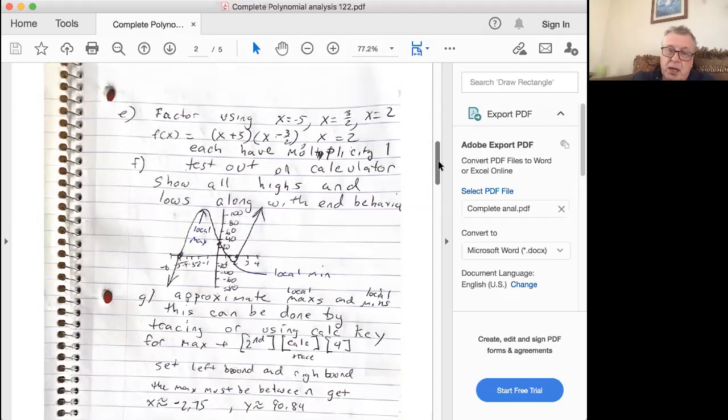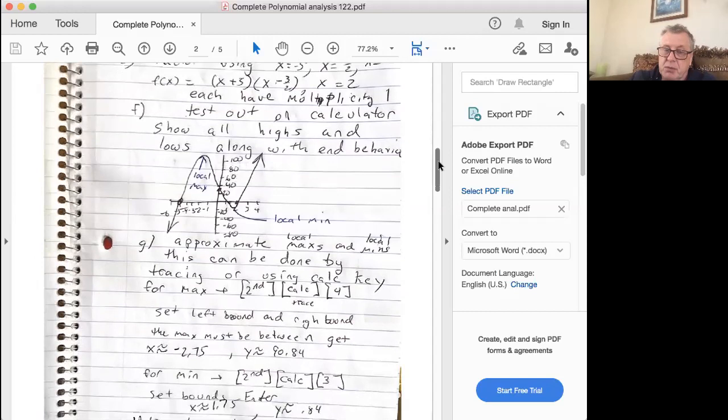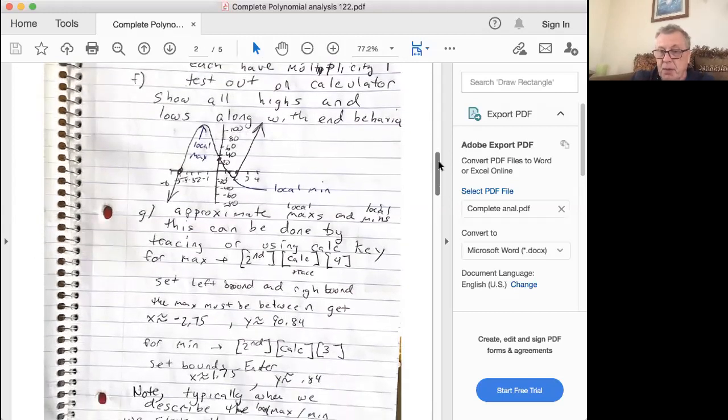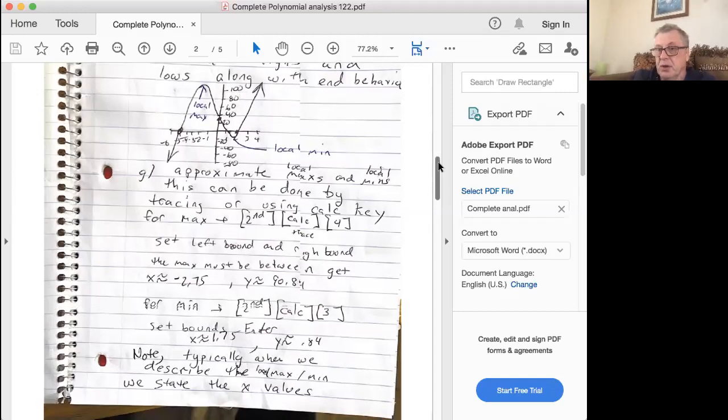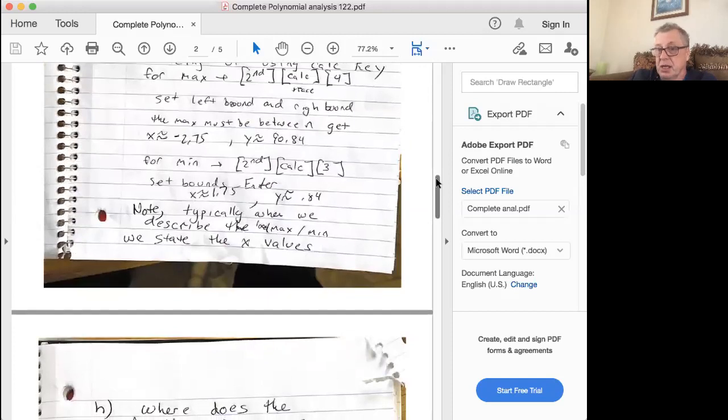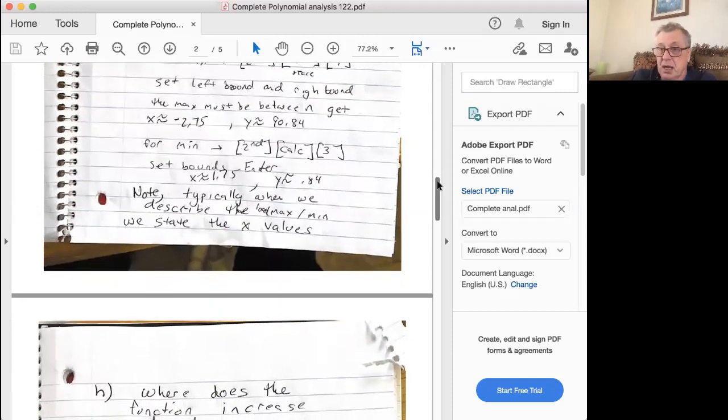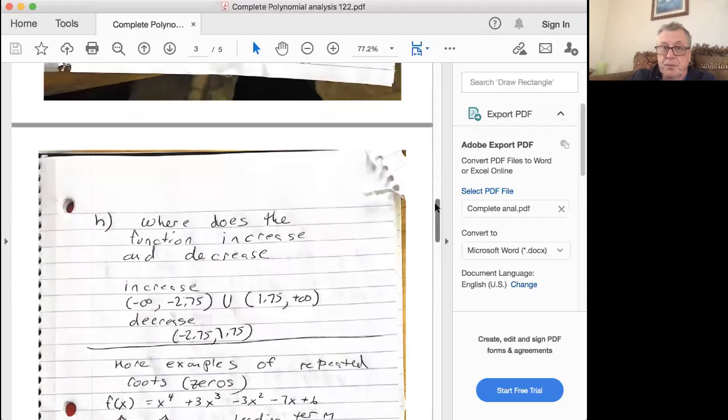In this case, once we do that, we go through the process and press enter. We get minus 2.75 for the x value and 90.84 for the y value. For the min, same thing, except you choose number 3. Note, typically we describe local maxes and mins by stating the x value. We typically don't state the y value unless it asks how much the function is at that value.